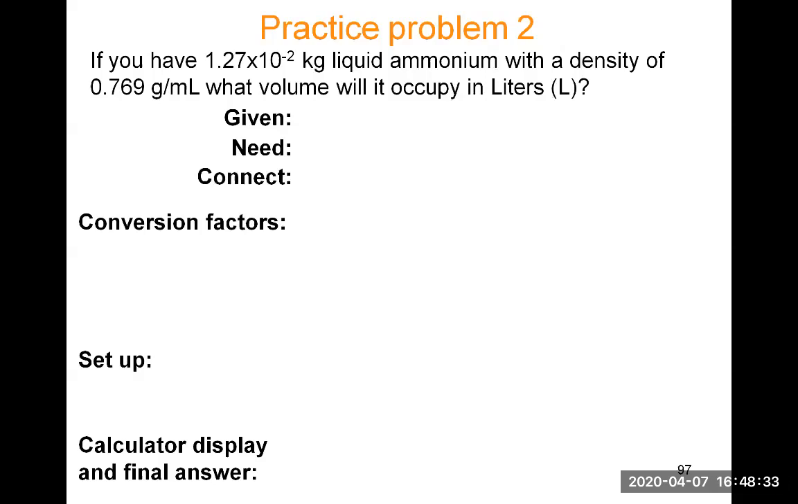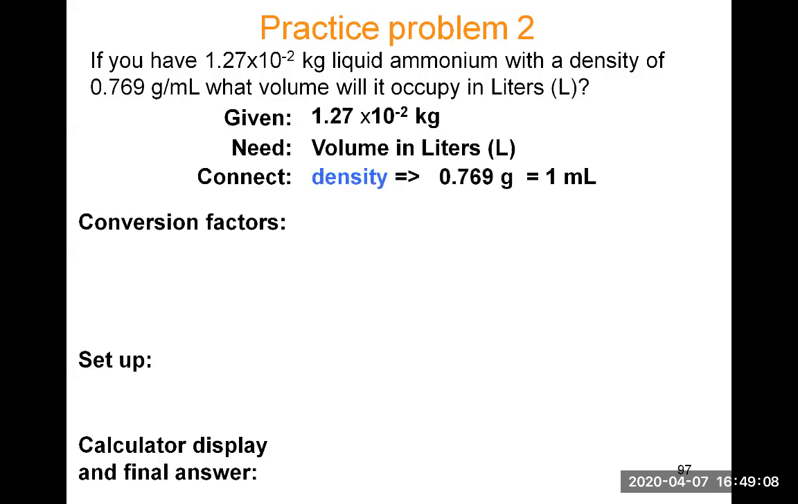So what is the given amount here? The given, again, is the measurement with the single unit. And so it's going to be the 1.27 times 10 to the negative 2 kilograms. What we need is the volume it will occupy in liters. So volume in liters. As always, the density is a conversion factor because it says it's a number of grams per milliliter. And you can rewrite this as 0.769 grams equals 1 milliliter.